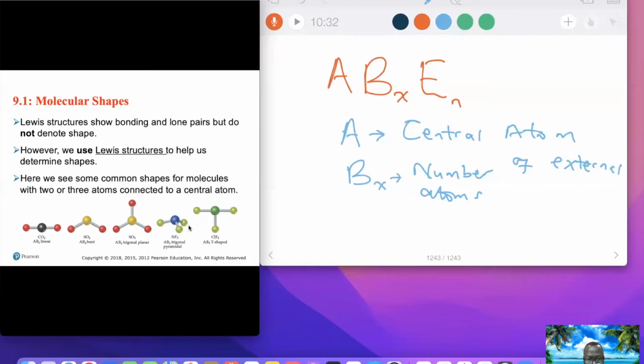So this is X3, because of the three atoms hooked up to the central atom. These are three. If we have four, it's going to be X4.